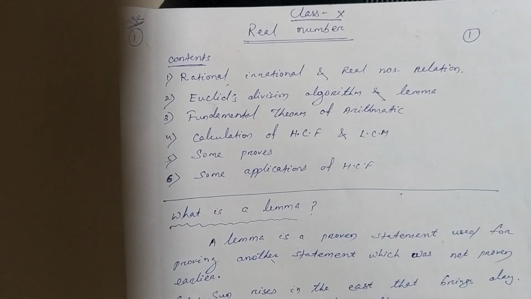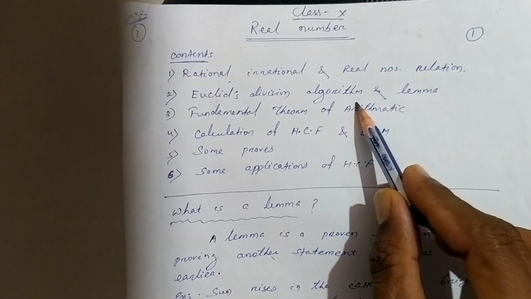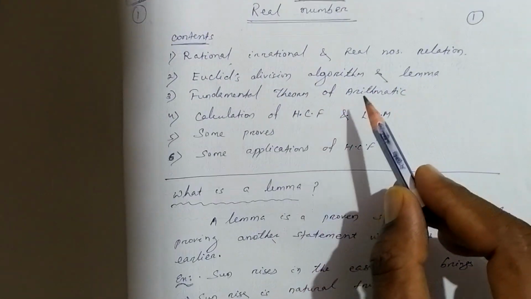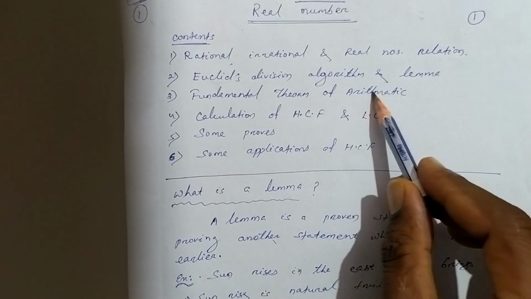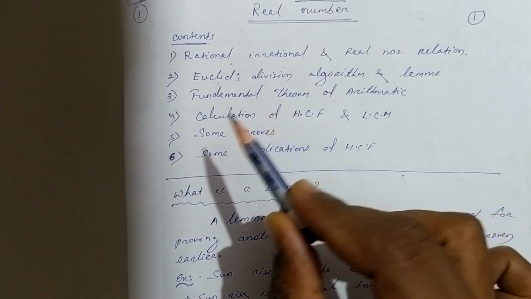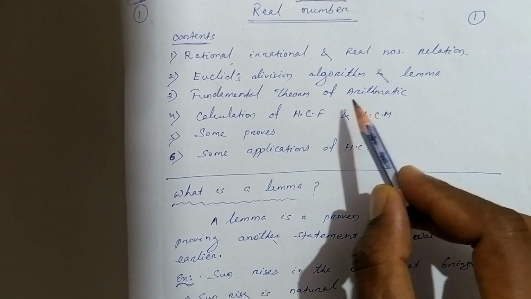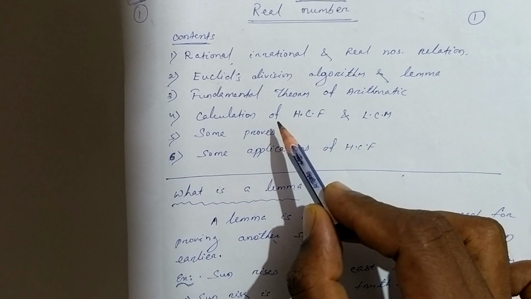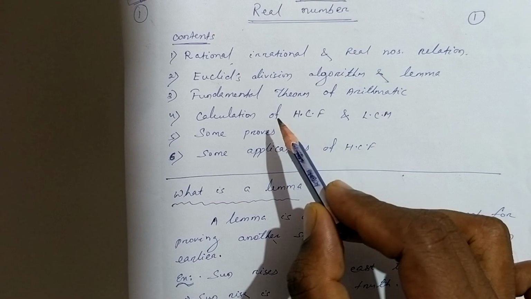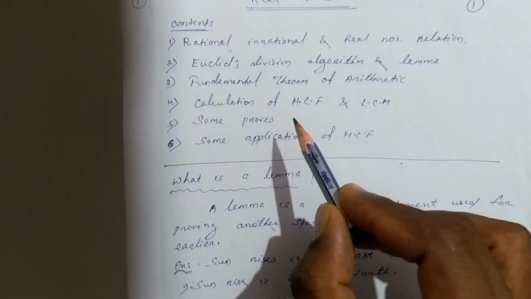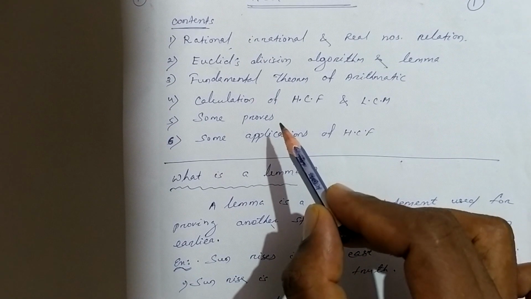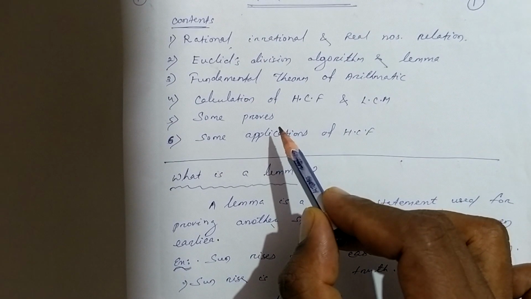So this is an old fact, and we have to learn something new, that is Euclid's division algorithm and the lemma. What is a lemma and what is an algorithm? We have to discuss these two things properly. The third one is the fundamental theorem of arithmetic. What is it? We will learn. Then there is calculation, and how to find the HCF and LCM of two numbers. And some proofs are there. We have to prove some of the irrational numbers.